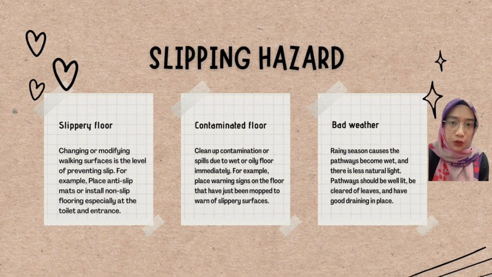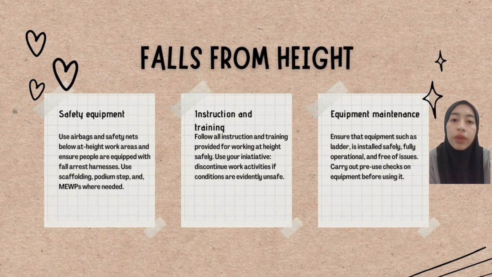Also, we can use proper illumination in walkways, staircases, ramps, hallways, basements, construction areas, and door areas to maintain proper lighting. Falls from height: use safety equipment. We use airbags and safety nets below overhead work areas and ensure people are equipped with fall arrest harnesses, and use scaffolding or podium steps and MEWPs where needed.